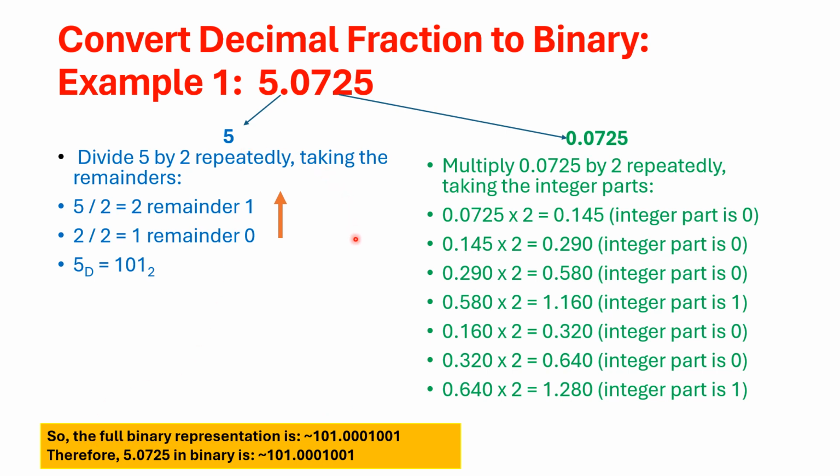5.0725 is approximately equal to 101.0001001, which is the required conversion of the 5.0725 decimal number into binary.